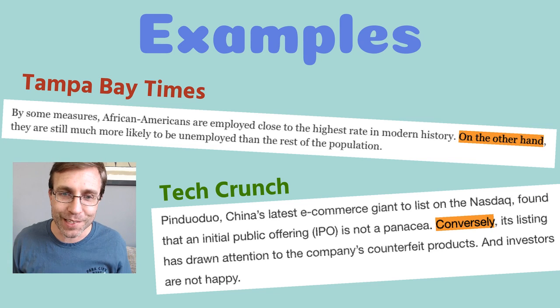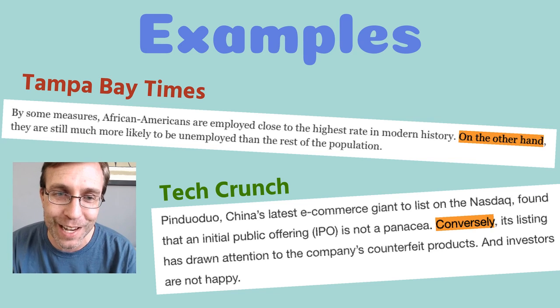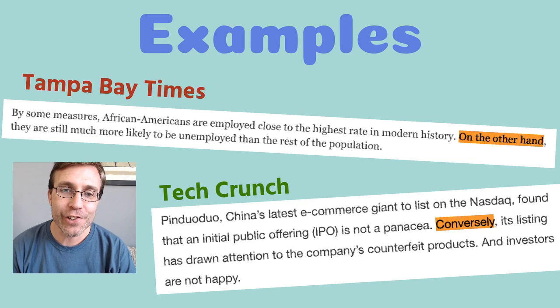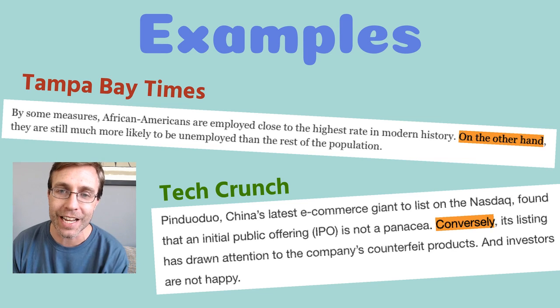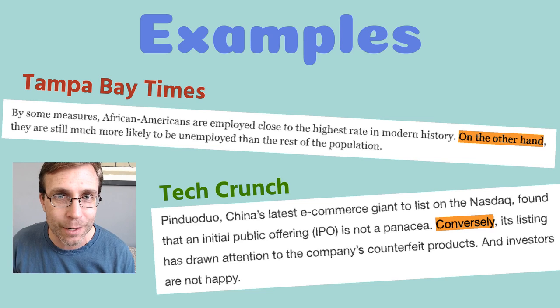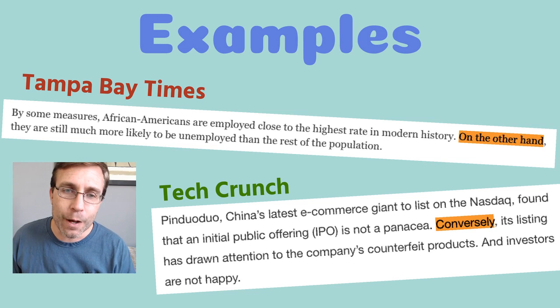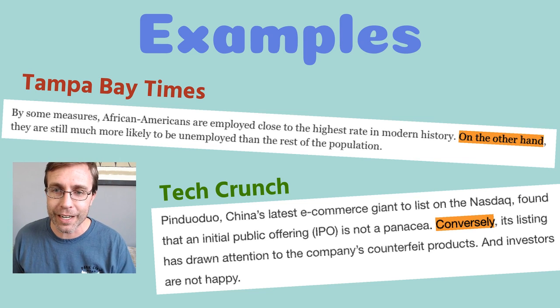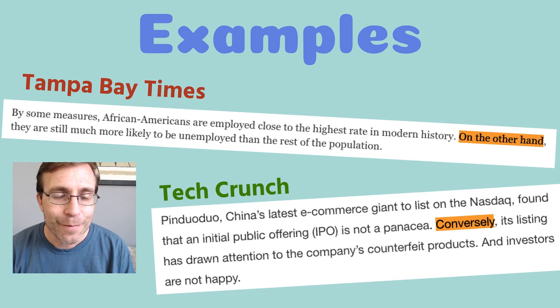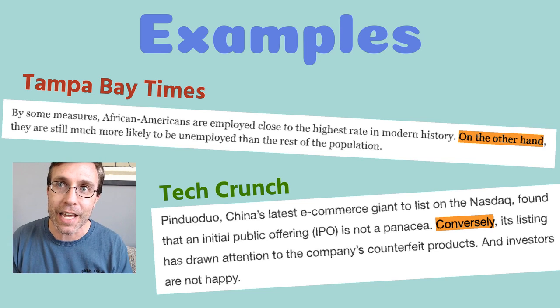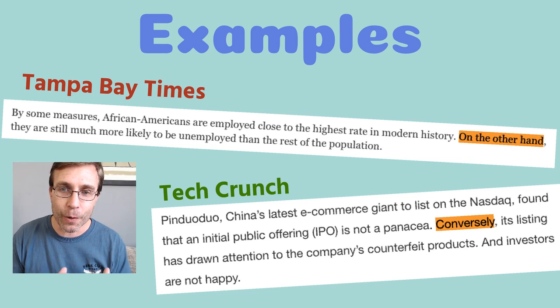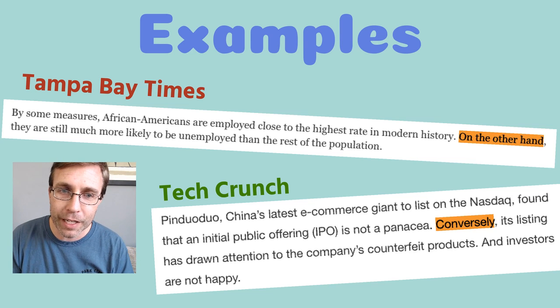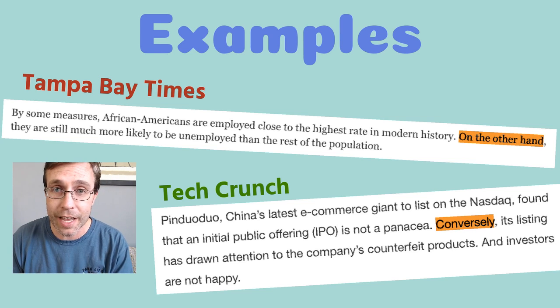I don't know how to pronounce that. Somebody in China may know this company. Pinduoduo, China's latest e-commerce giant to list on the NASDAQ, which is a stock exchange, found that the initial public offering is not a panacea. Now, panacea is a word, it means a solution, that it is a remedy to help something. It's not a common word, but that's what it means. So they found that the initial public offering to go public was not a panacea, a remedy, a solution.